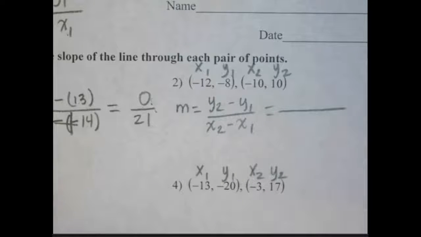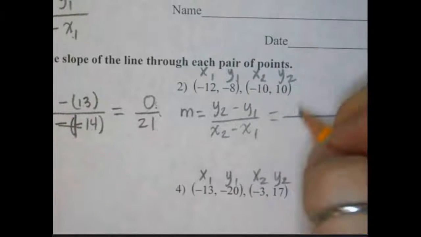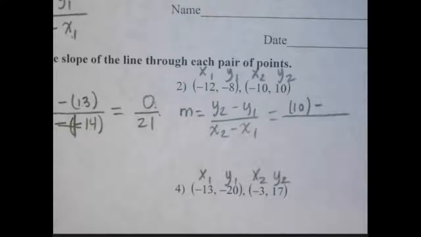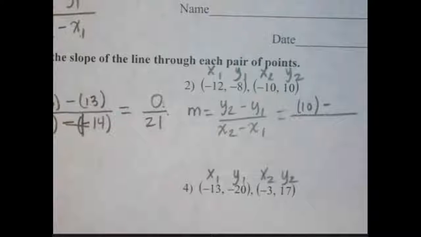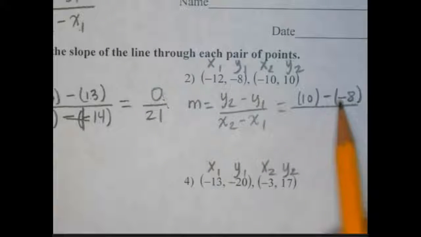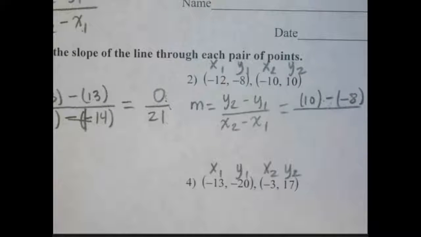Okay, so what is my value for y2? Matthew? 10. Okay, so in parentheses, I'm going to write 10. And then always minus. What is my value for y1? So negative 8. In parentheses, I'm going to write negative 8. Do you see why it's important to write that negative 8 in parentheses? Because now what's going to happen up here? It's going to be a plus sign, right? I'm going to finish my equation first.